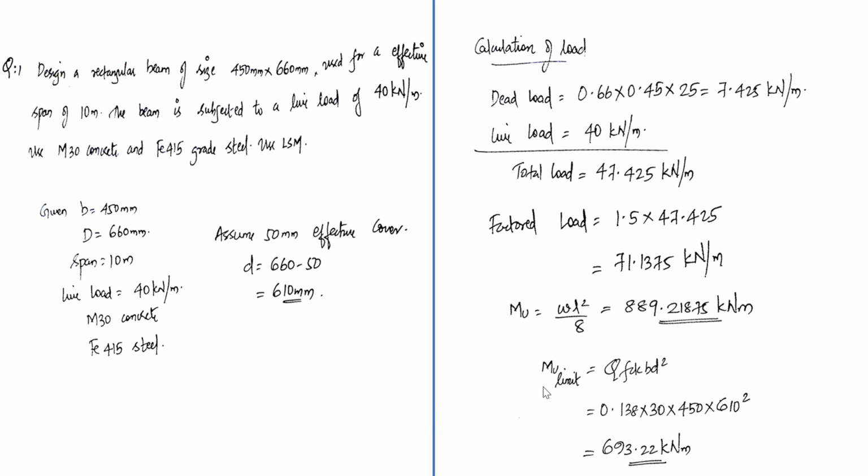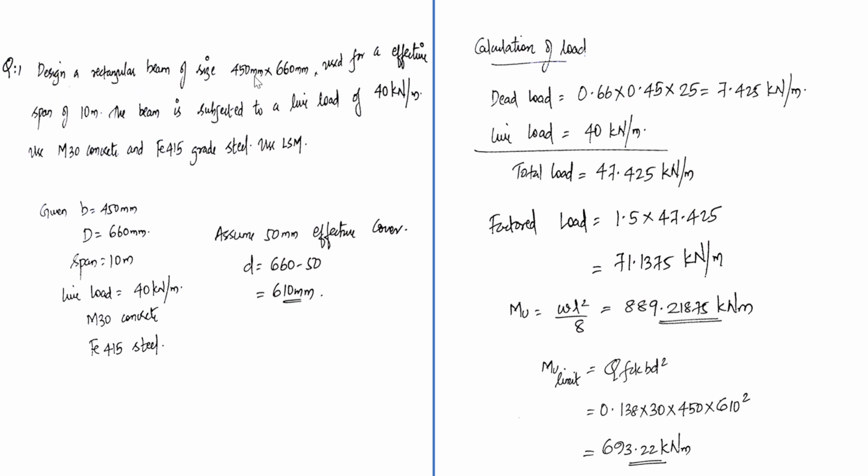which means Mu limit is equal to Q fck b d square, where Q for Fe415 steel is 0.138, fck is given as M30, that is 30 Newton per mm square, b is given as 450 and d I will take as 610, assuming 50 mm effective cover. Which means I will get the Mu limit as 493.22 kilonewton meter. But your factored moment or design moment is 889.21875, which means Mu limit is less than Mu, which means you need to design this section as a doubly reinforced section.